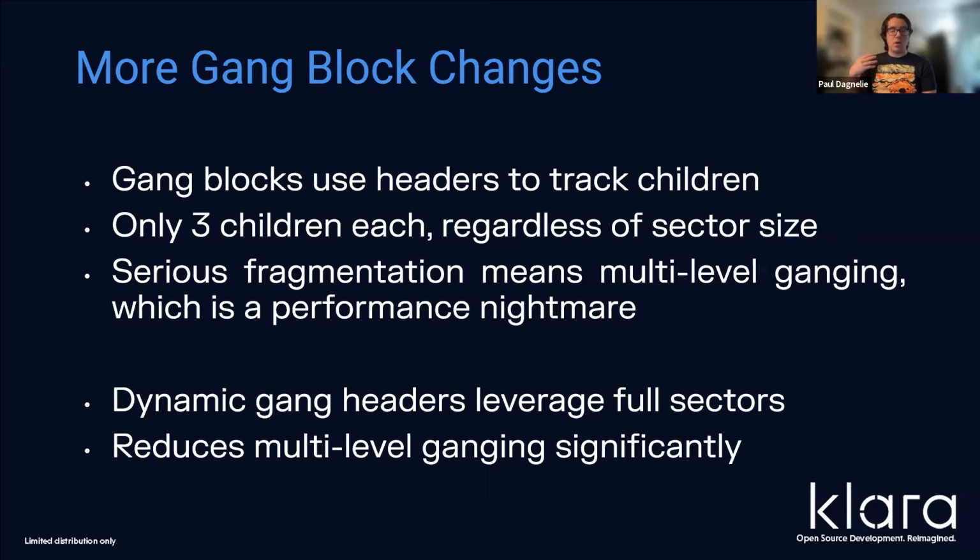And so the new feature that we added is that the gang headers themselves are now dynamic. They can now leverage whatever sector size your pool is using. So if you have 4 kilobyte sectors, you can store, I think, about 24 or 25 children, instead of just three at a single level, which significantly reduces the need to do multi-level ganging. It makes it much, much easier to fit everything in a single layer, which saves you a lot of latency if you are being forced to resort to these gang blocks. Yeah, saving those couple of seeks can make a big difference.